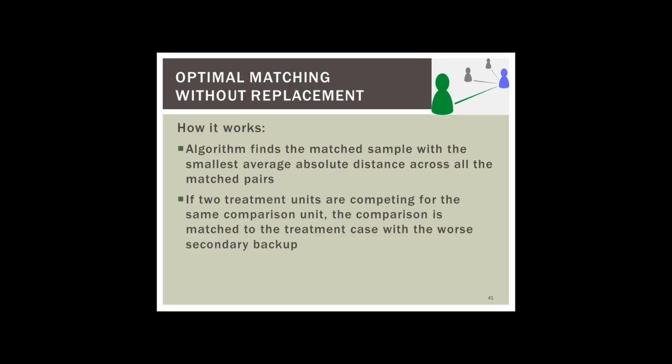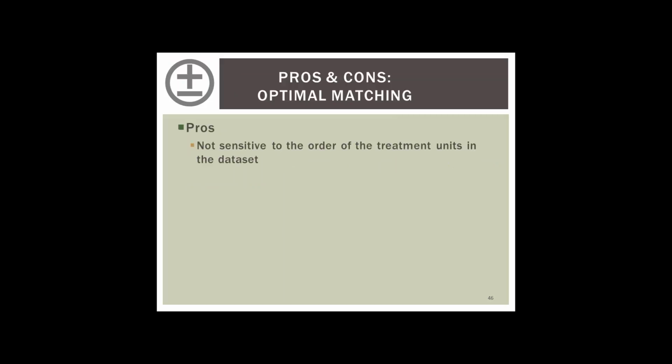You might ask, suppose one comparison unit can serve as the best match for two treatment units. How do you figure out which one to make the pair with? What this algorithm would do is select as the match the treatment case that has the worst backup match. So the pros and cons of optimal matching: it's not sensitive to the order of the treatment units, as is the case with greedy matching. However, it is more difficult to program this algorithm, but there is software and user-developed macros that exist to do this.